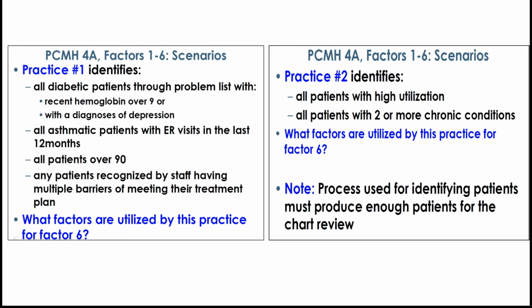And there they include the note that the process for identifying these patients just needs to produce enough patients for the chart review, and that's referring to 30 patients. So as long as in those 2 criteria that are chosen, 30 patients fall into that, then that would be all that is needed to report for that.